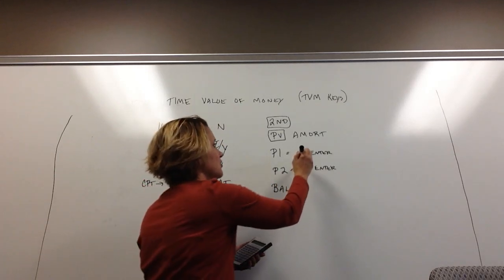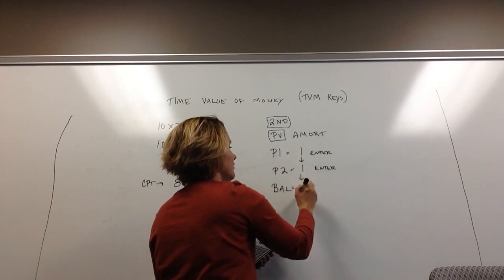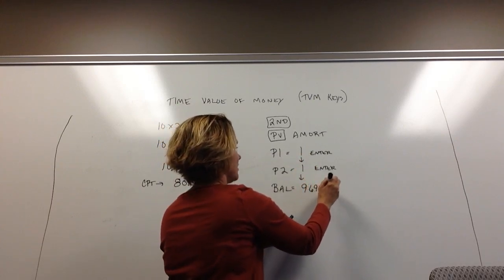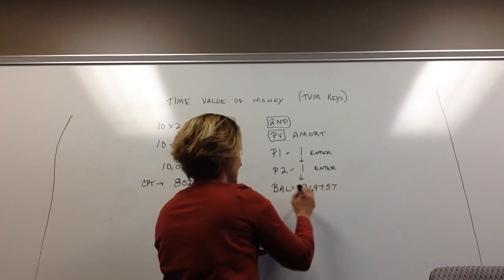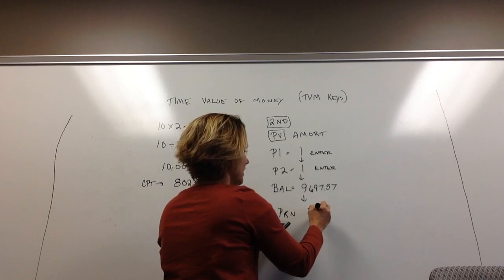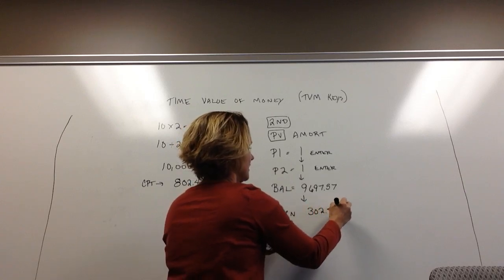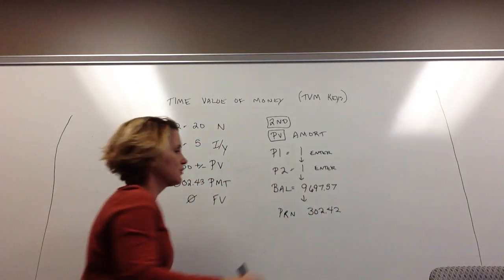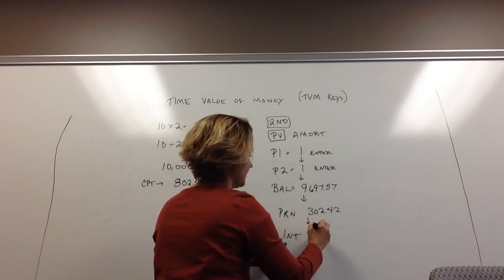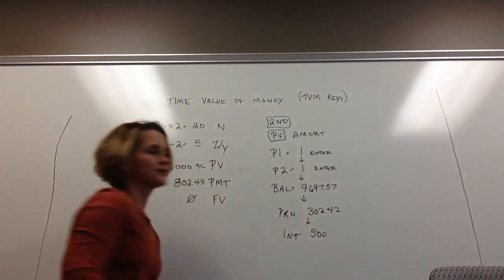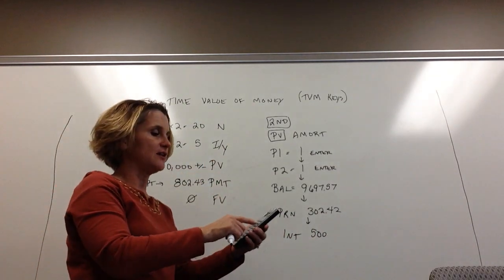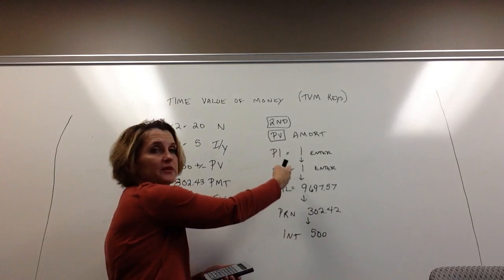So then all you have to do is arrow down. So then my balance is $9,697.57. If I arrow down again, the amount of principal that came out of that first payment is $302.42. And then if I arrow down a third time, my interest is $500. Then you can amortize any payment that way. So again, if you arrow down again, you start back up at the top.